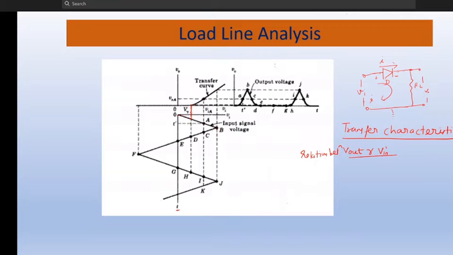And once you increase this input voltage, what is the change in the output? So this shows the change in the output. Accordingly there is an output. So this is the maximum.